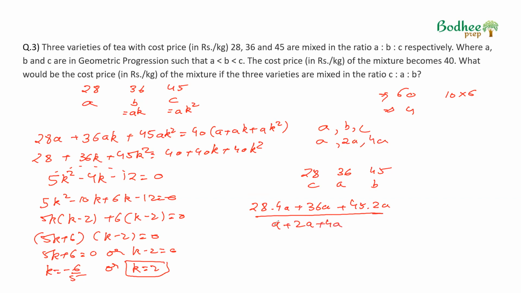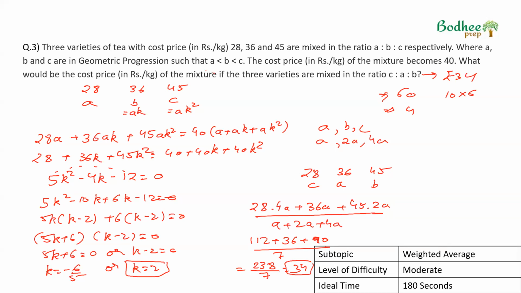A again gets cancelled. 28 into 4 is 112, plus 36, plus 90, upon 4 plus 2, 6, plus 1, 7. This comes out to 126 plus 112, which is 238, upon 7, which is 34, since 7 3s are 21, 7 4s are 28. So the average price in this case will come out to rupees 34. Total price upon total weight.